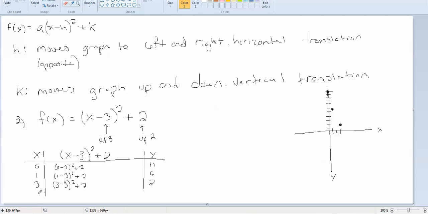Let's try 4. So we would then have 4 minus 3 squared plus 2. So 4 minus 3 is going to give us 1. 1 squared is 1. 1 plus 2 gets me to 3. Right? 1 squared, 1. Yep. Okay, so over here at 4, we're up at 3. Now can you start to see the U going back up?